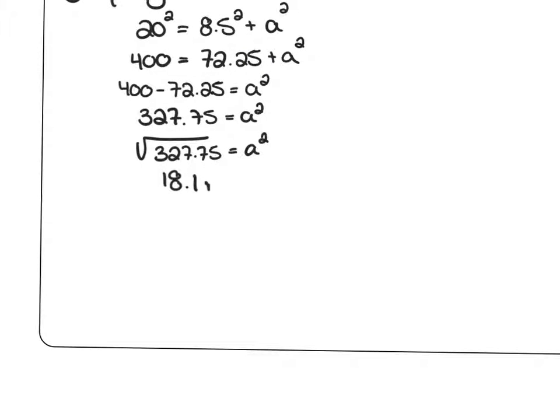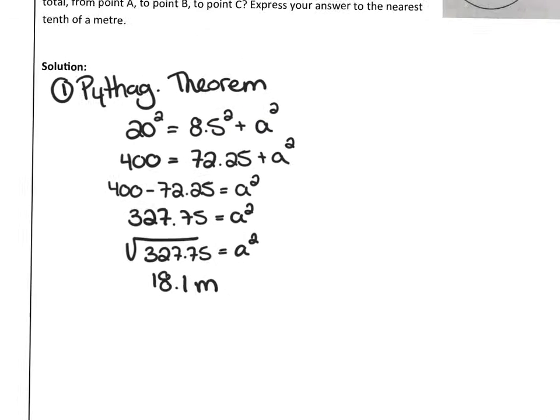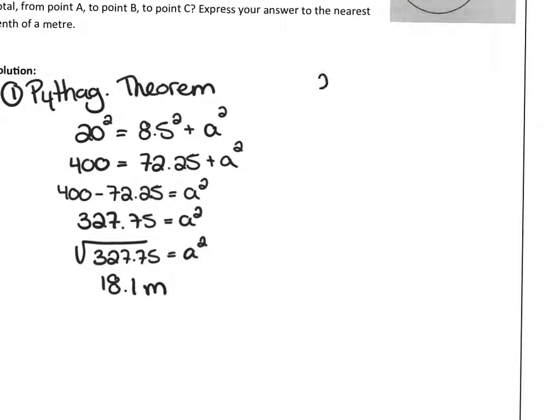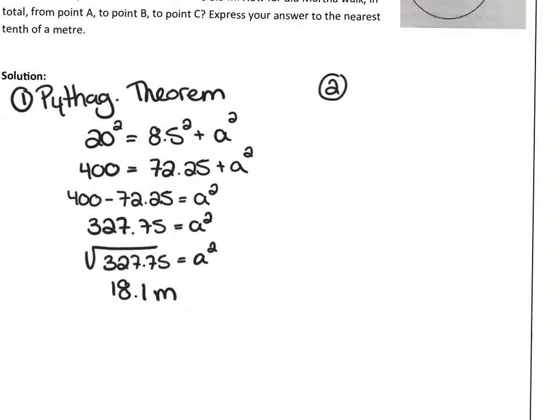18.1 meters. So that's part one. Part two, we're going to use the formula for length of an arc. I have to go look it up, so hold on one sec, guys. It's okay if you guys have to look it up as well. That's fine. Okay, so length of the arc.